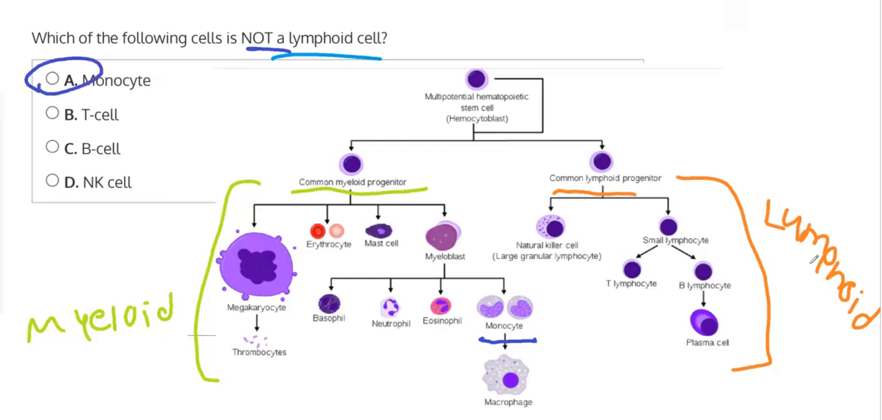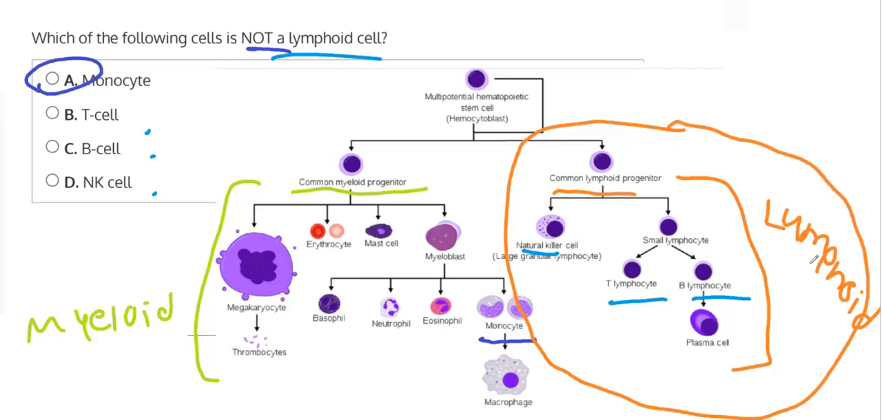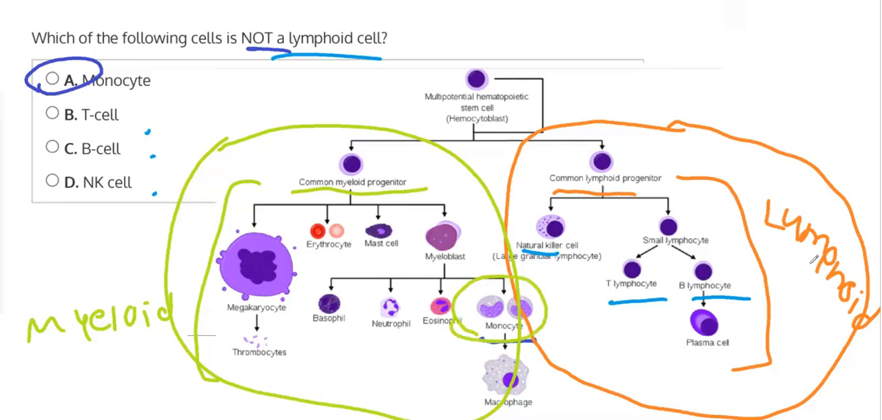Just to double check, we see T cell, B cell, and natural killer cell or NK cell, and the T cell, the B cell, and the natural killer cell, as we could see, are all part of the lymphoid pathway, and therefore would not be the correct answer because it's asking which is not part of the lymphoid pathway. So instead, which is part of the myeloid pathway, and that would be our monocyte.